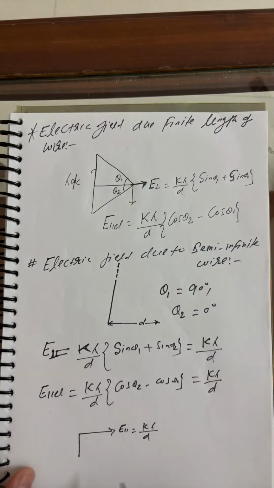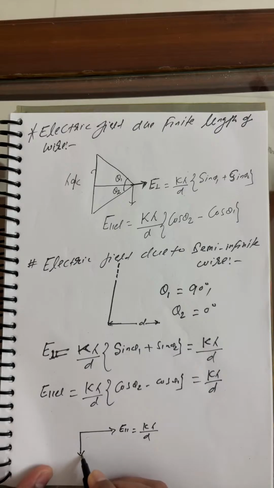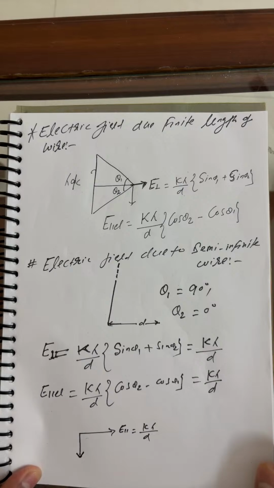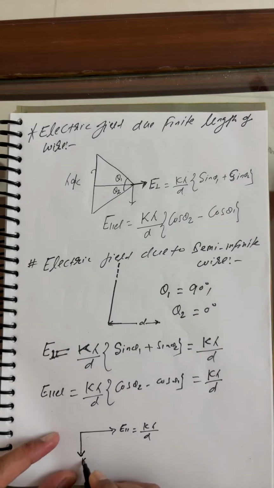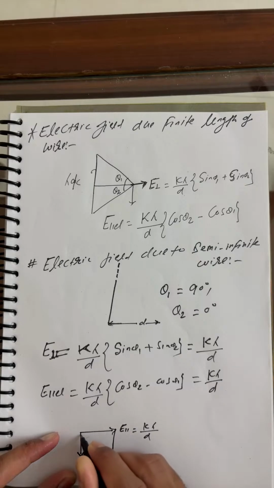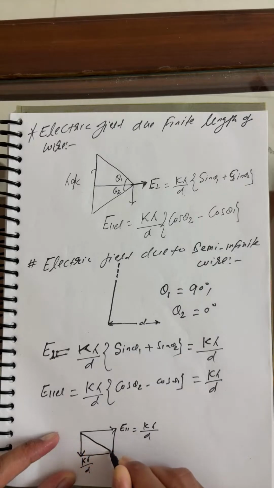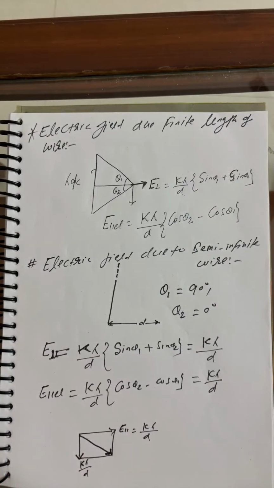Just simple. Both are electric fields, and as I said in yesterday's class, electric field belongs to the vector quantity. So this is K lambda by D. Now you can add these two electric fields using the formula square root of a square plus b square plus 2ab cos theta.